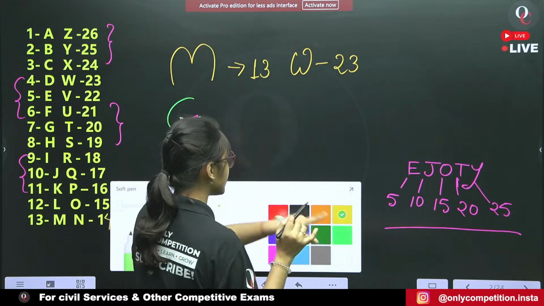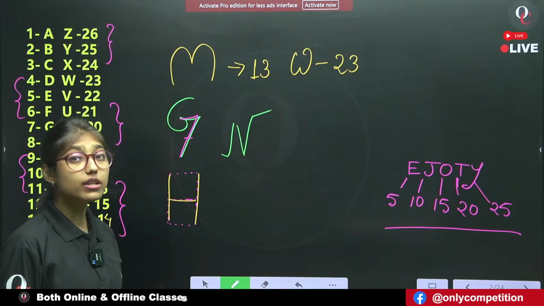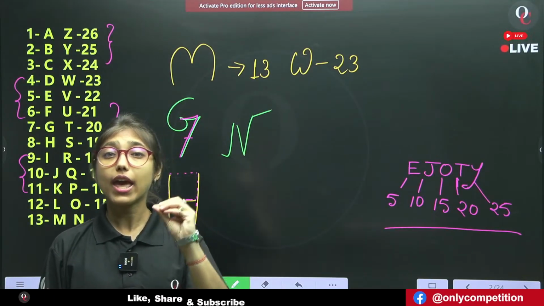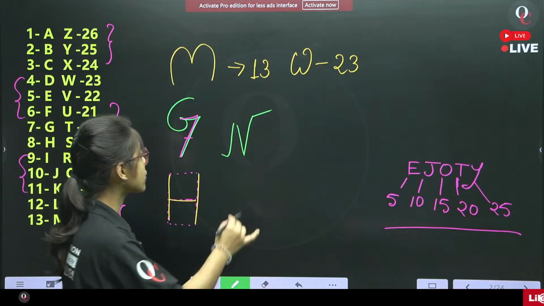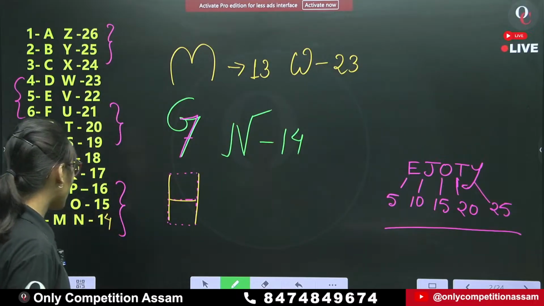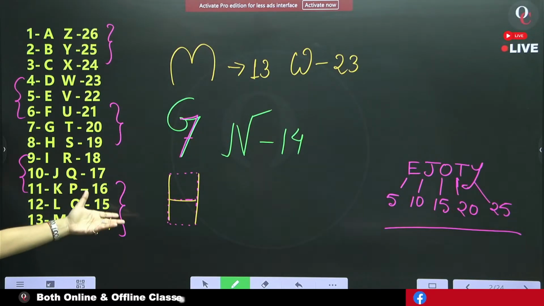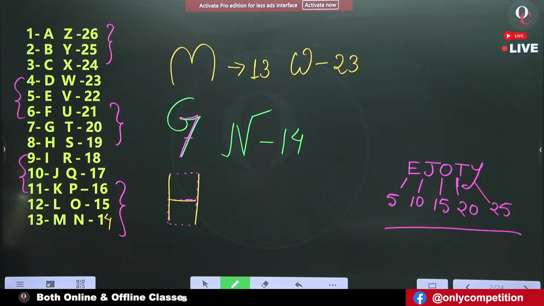Now, come to N. N looks like the Roman 4. Can you imagine that? N looks like the Roman 4, and therefore N's position value is 14. And we have already studied 14, 15, 16. We have grouped them and studied these 3 particular letters, isn't it?